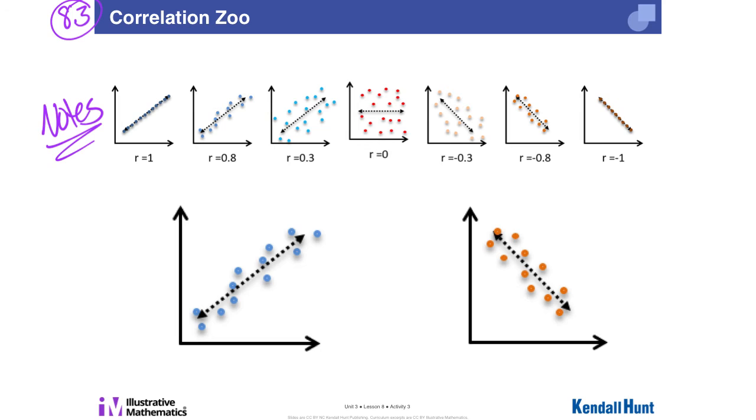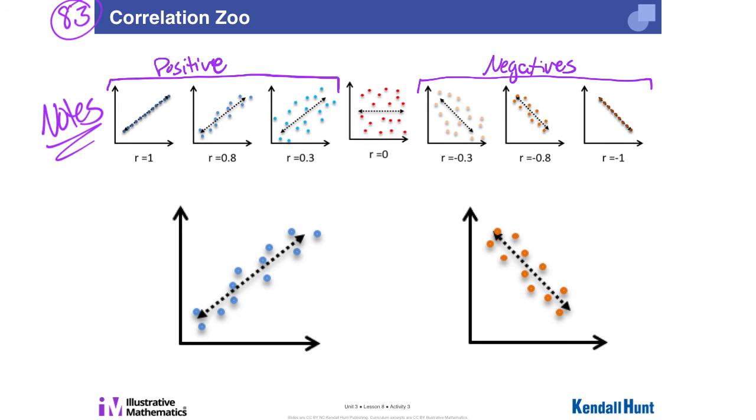So the first thing we can do is describe a positive relationship, and those are going to be the relationships that have a positive line of best fit. And we can describe negative relationships, and those are going to be the ones that have a negative line of best fit. Then we can also describe whether the relationship is strong or weak.